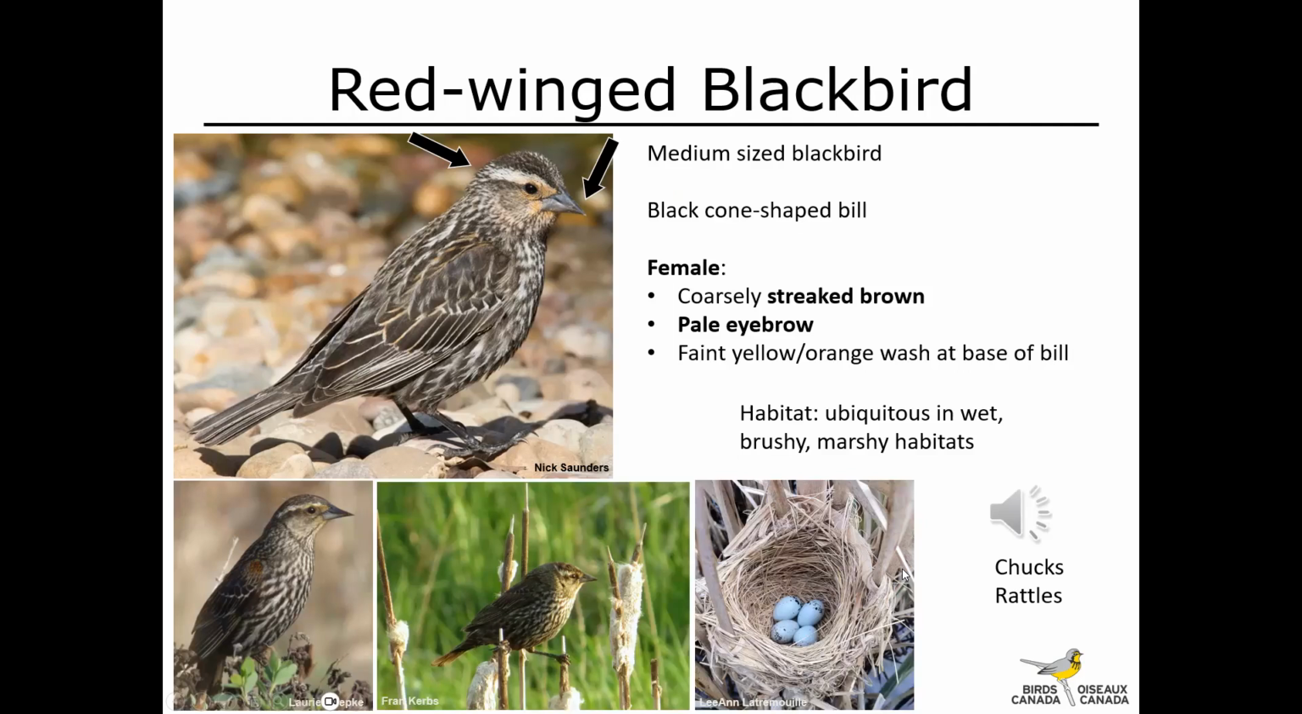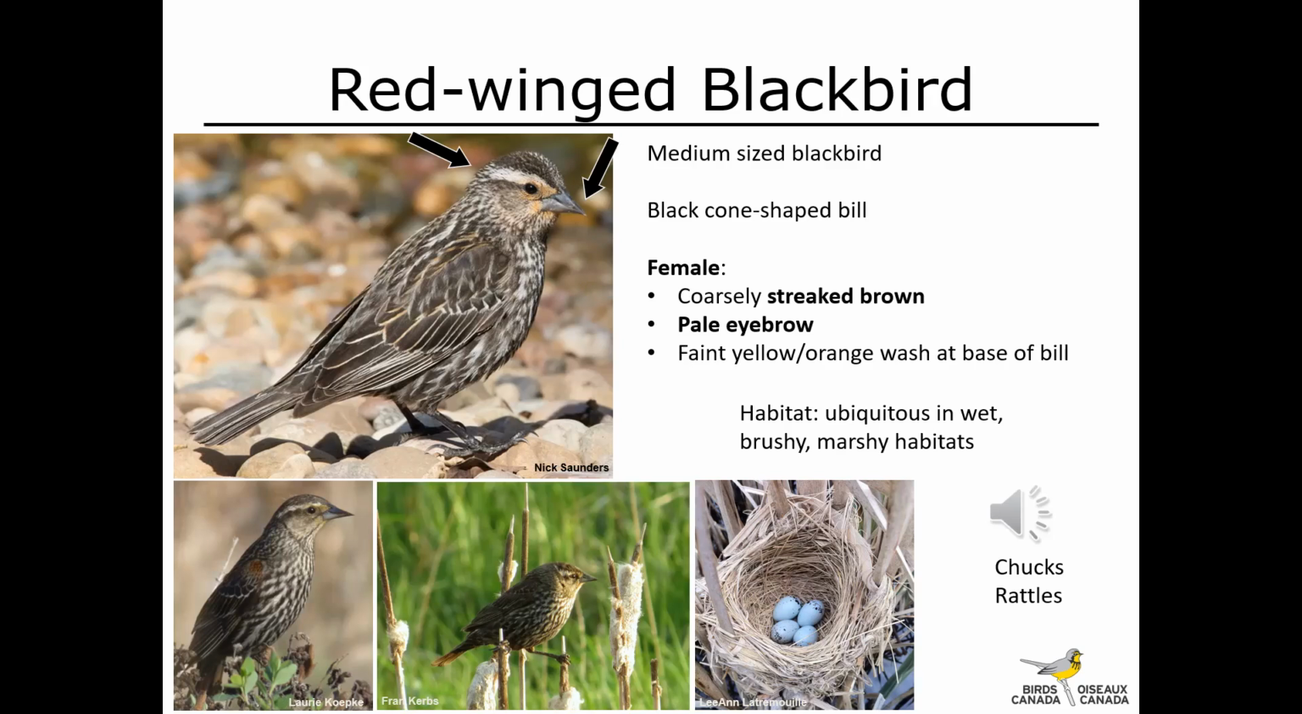Okay, on to the females. The females, on the surface, don't look a whole lot like the males. They overall are very brown and streaky. There's some patterning to the face, but the first thing you want to take a look at is the shape and structure of the bird, and you'll notice that really fine, pointy, cone-shaped bill. Sparrows are going to have much shorter conical bills than a blackbird will. So that is a clue that you're not looking at a sparrow, you're looking at a female red-winged blackbird.